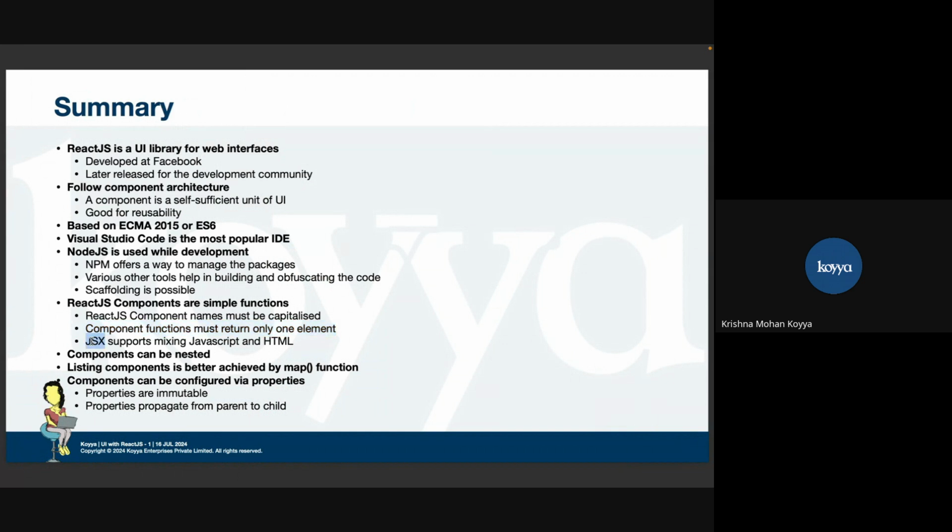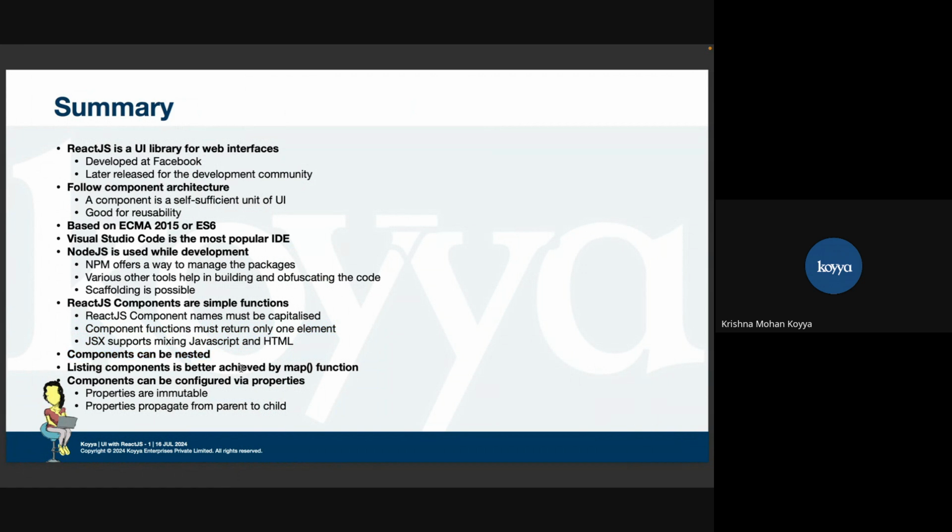And JSX supports mixing JavaScript and HTML. We have seen it, right? HTML you are writing using tags, and normal JavaScript you are writing within the curly braces. That is possible because these are all JSX things. Components can be nested. You have seen that.